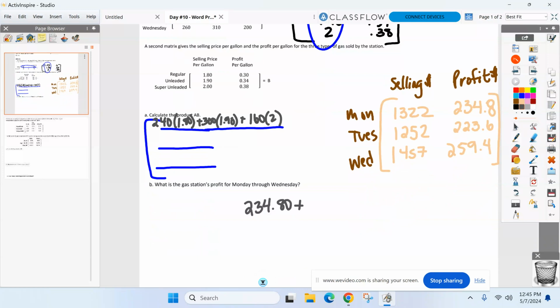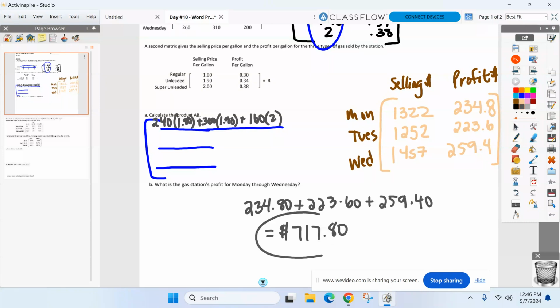$234.80 plus $223.60 and $259.40. So it's great that you guys can multiply it correctly, but now we got to know what the rows and the columns mean. So our profit was, what are we looking at there? $717.80 for profit, Monday through Wednesday.